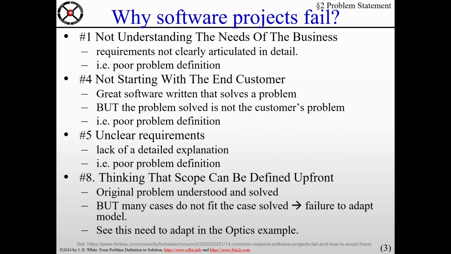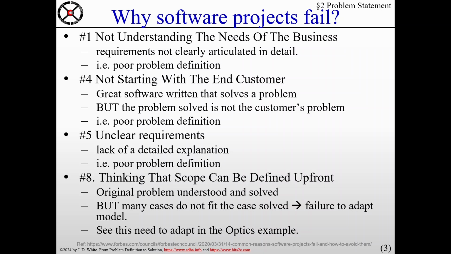A fourth reason they list is not starting with the end customer. You write really great software that solves a problem, but when you deliver it, you find out it's not the customer's problem. Okay? In other words, poor problem definition. Basically, the programmer didn't understand the problem he was supposed to be solving.